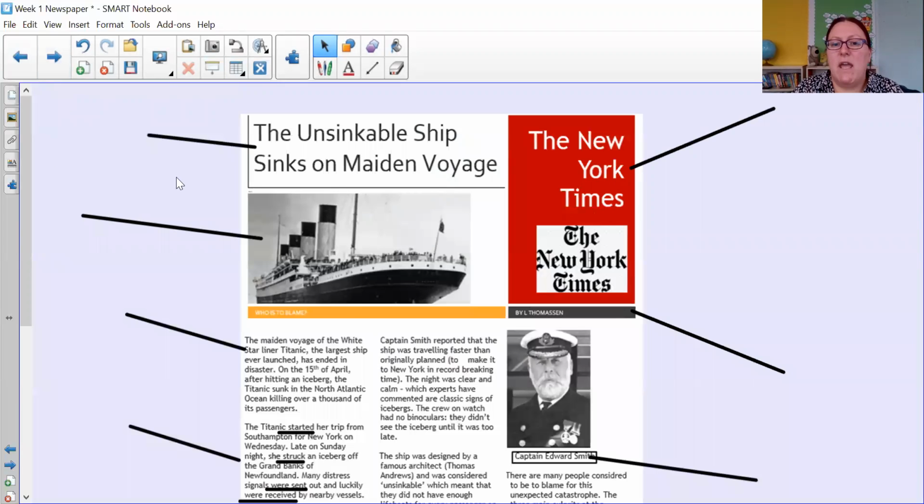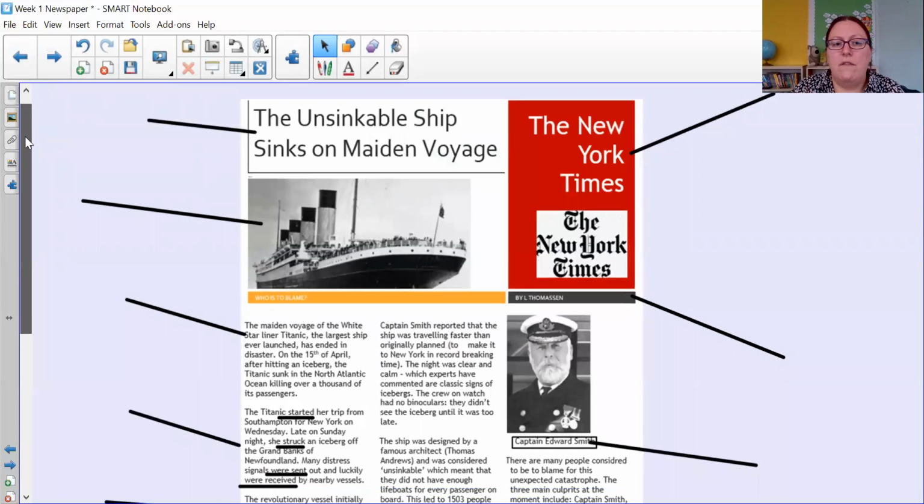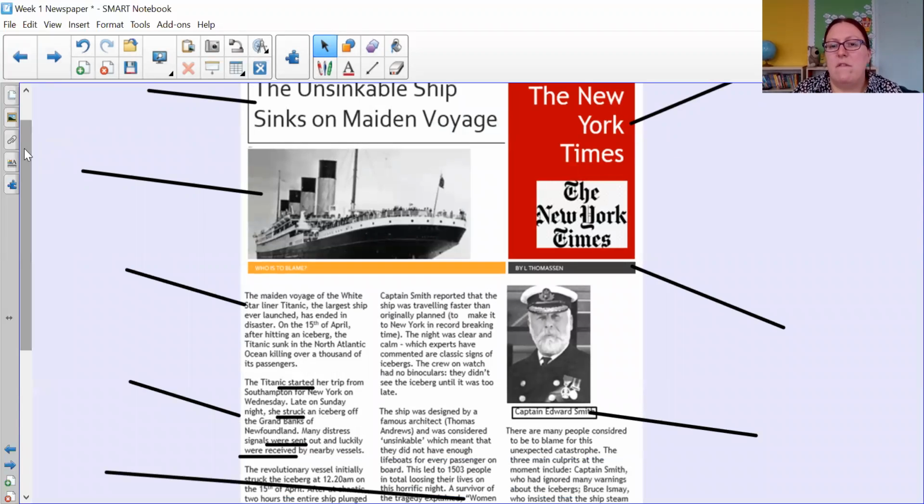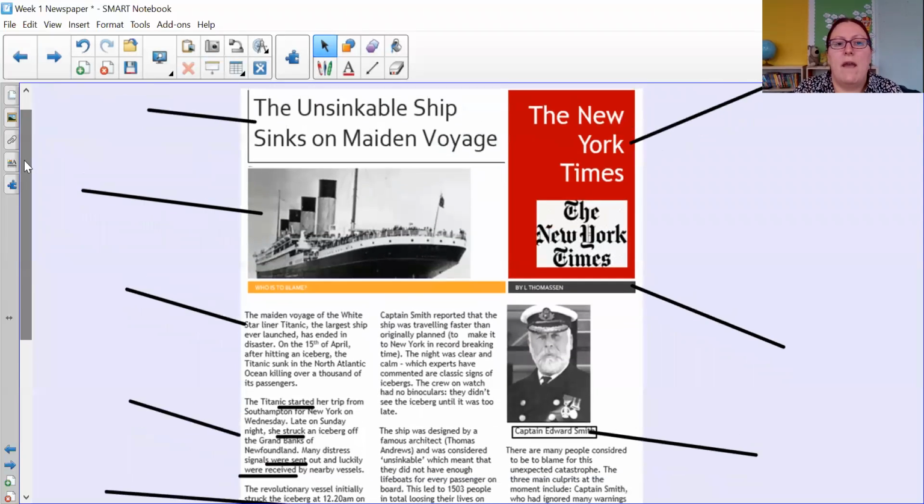Okay, I'm going to pop up the picture here just to remind you of the text, and we can see what the different things are. Okay, so we have the unsinkable ship sinks on maiden voyage. This is the headline. Well done. The New York Times is the name of the newspaper. This bit here by L. Thomason, can you remember what that is? It's the byline. It tells us who wrote the story. Well done, the report. Then we have a photo or photos from the event. And here we have a caption that tells us about the photo.